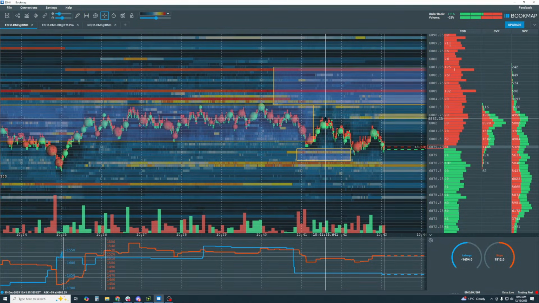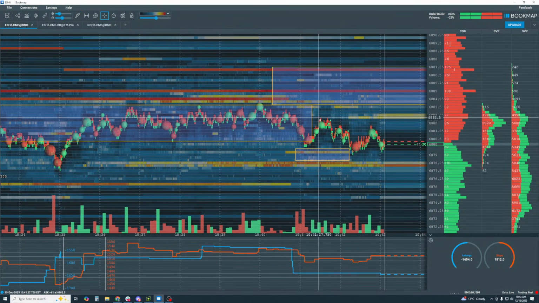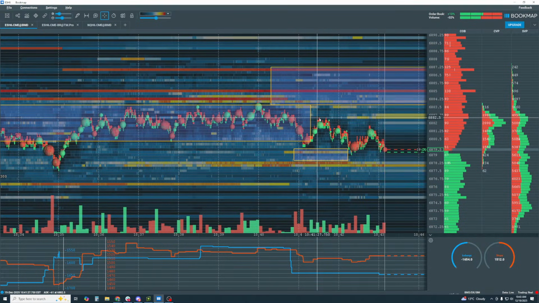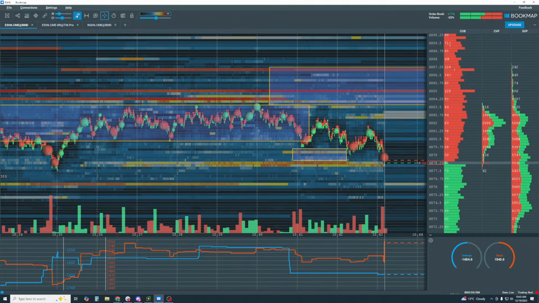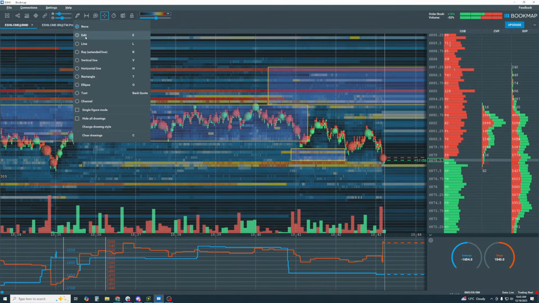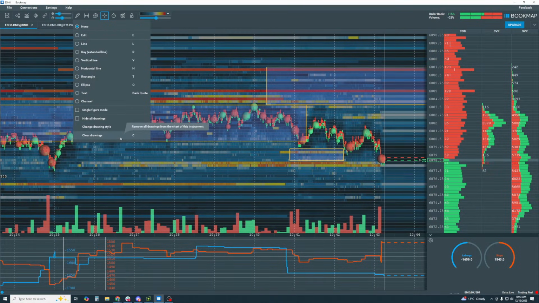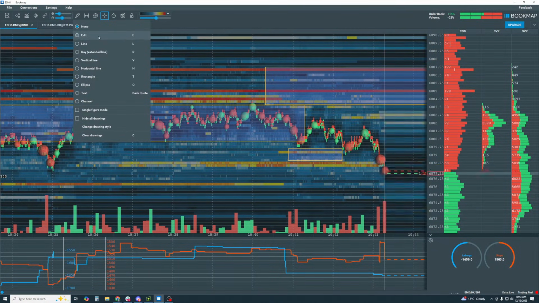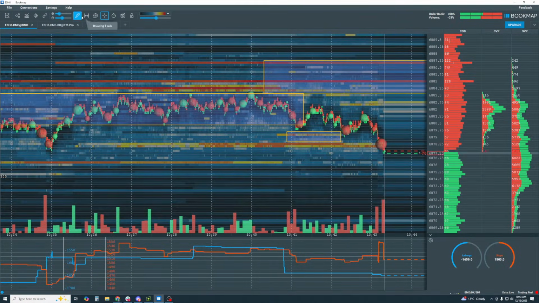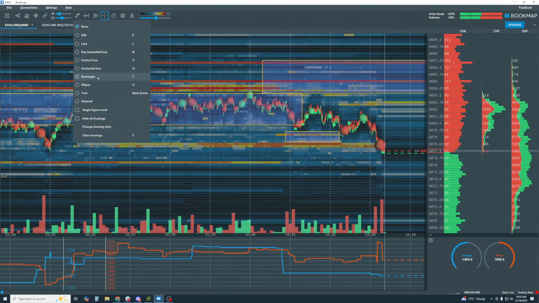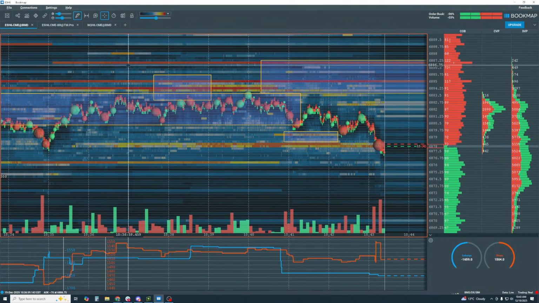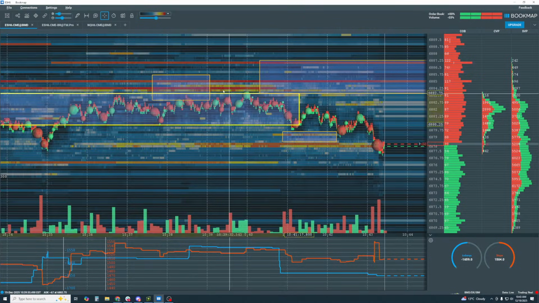Anyway, let's move on. Oh, and then to exit here, this is by default. You can see that to exit, let's say you're in drawing mode in here, rectangle, just hit the escape key, and then you will go back to regular mode.